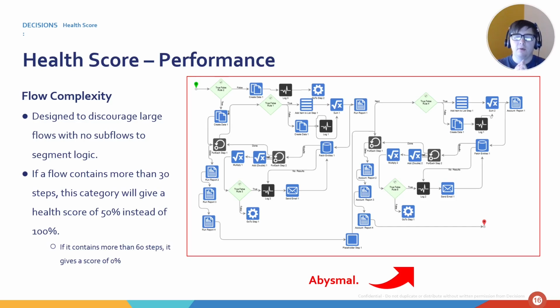If you contain more than 30 flow steps in a single flow, you are going to drop your flow complexity health score from 100% to 50%. And if you have more than 60 steps, you'll get a score of 0.